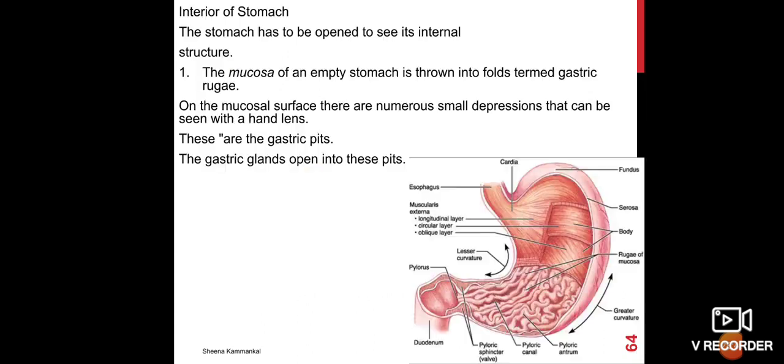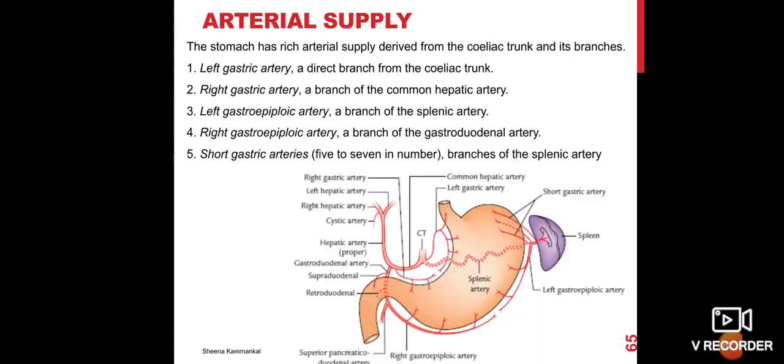I'll say in the interior of the stomach. Here in this picture the stomach is opened up, and you can see several rugae or mucosal folds, and they are called gastric rugae. If you look at these gastric rugae with the help of a hand lens, you can see several pits on it, which are called gastric pits. The gastric glands are opening into the gastric pits.